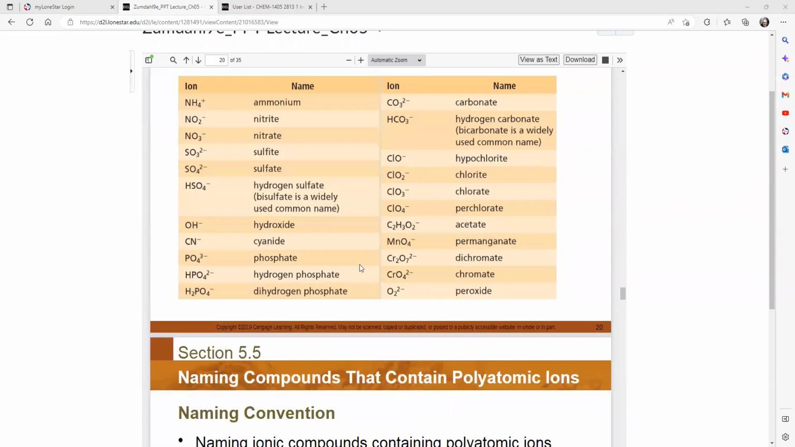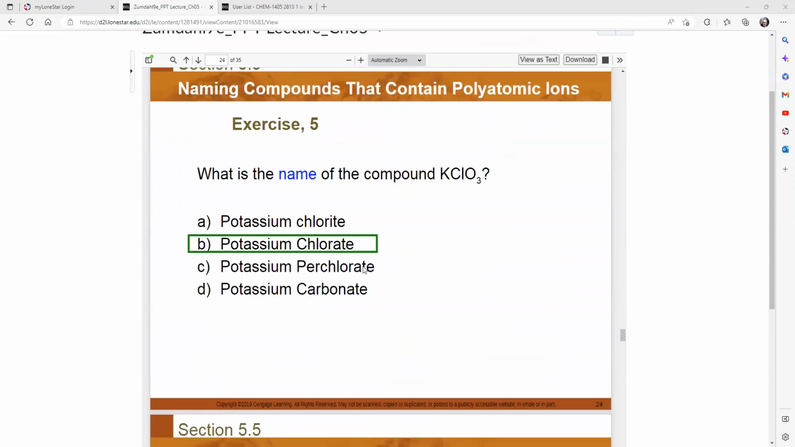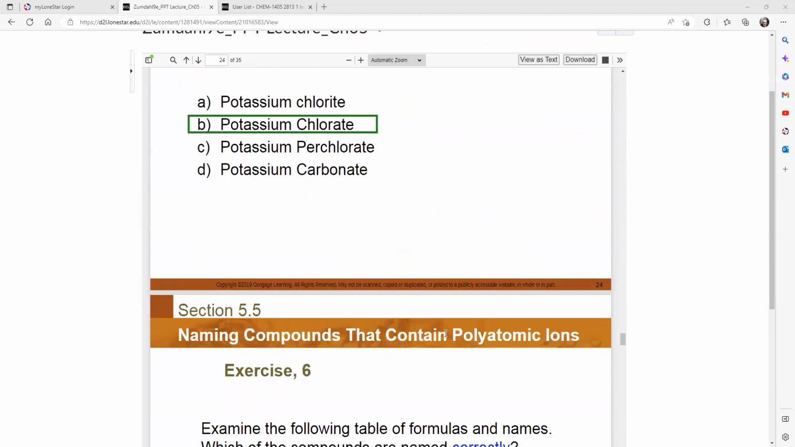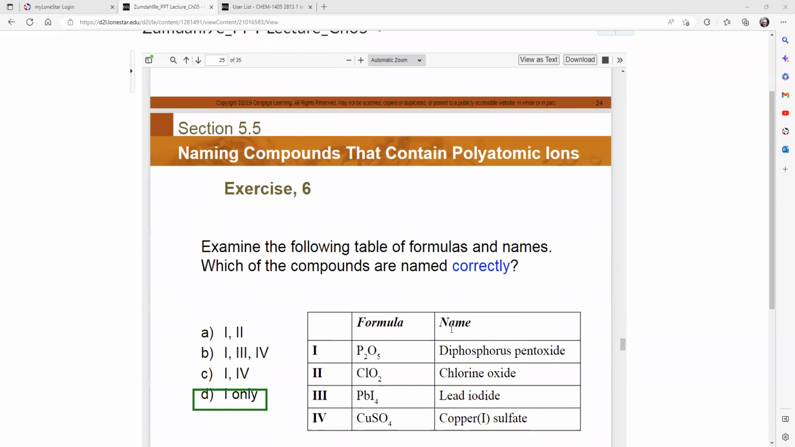Remember to print it. Okay, here you have an example. Stop the video and you can study why the name is potassium chlorate. Another exercise. Stop the video.